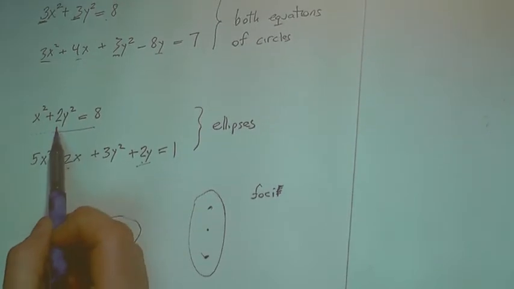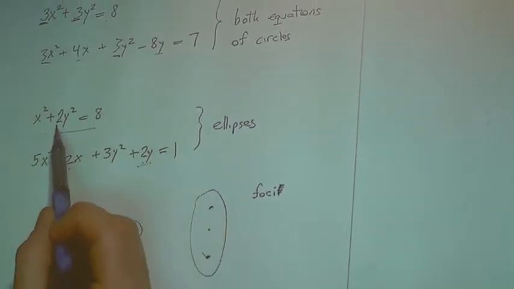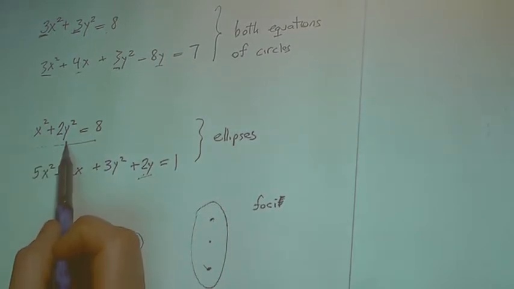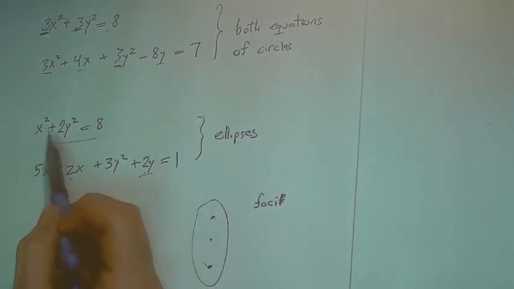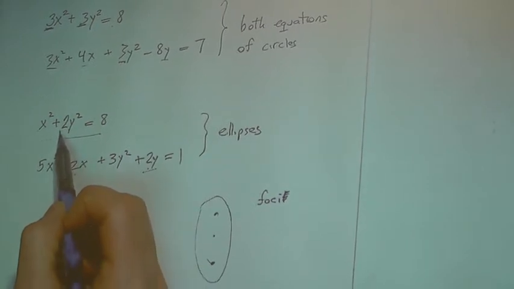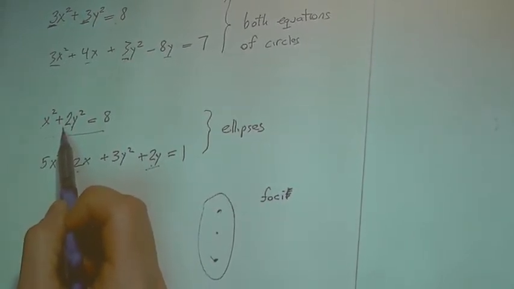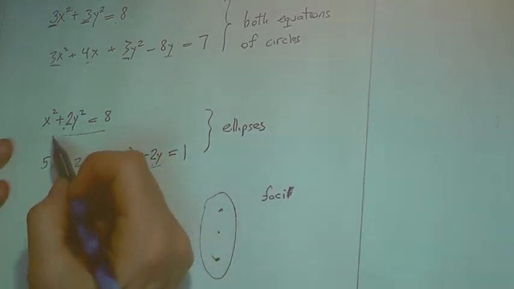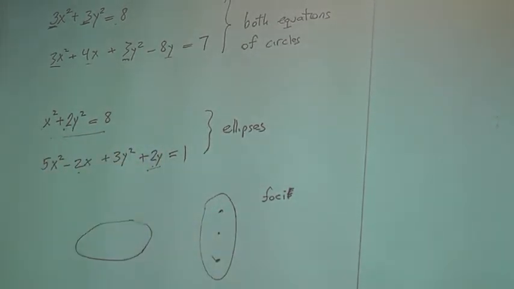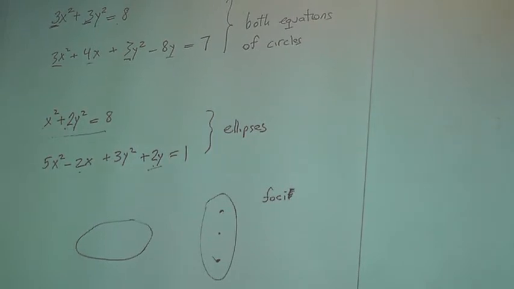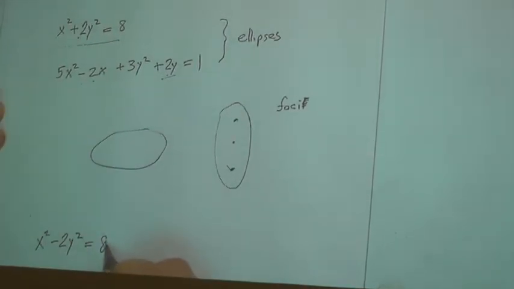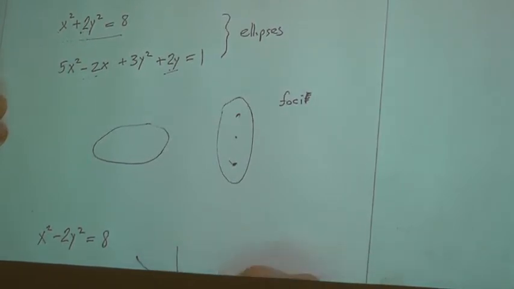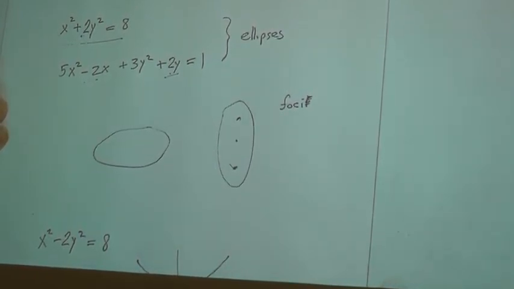Algebraically, what distinguishes this from a circle is that when on the same side of the equal sign, these coefficients are not identical, but they are both positive. If, on the other hand, I had something like x squared minus 2y squared equals 8, I would get something that, we'll discuss this a little bit later, is a hyperbola.